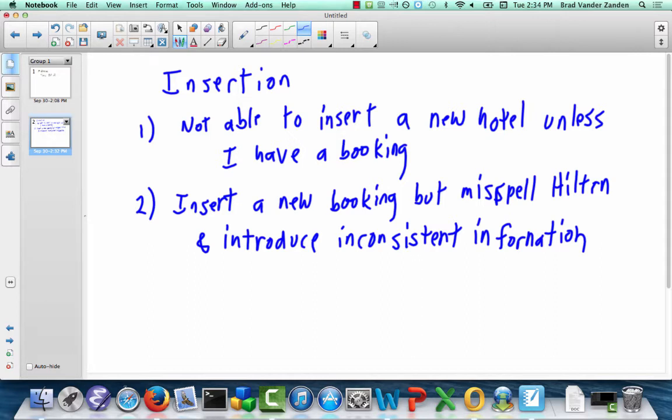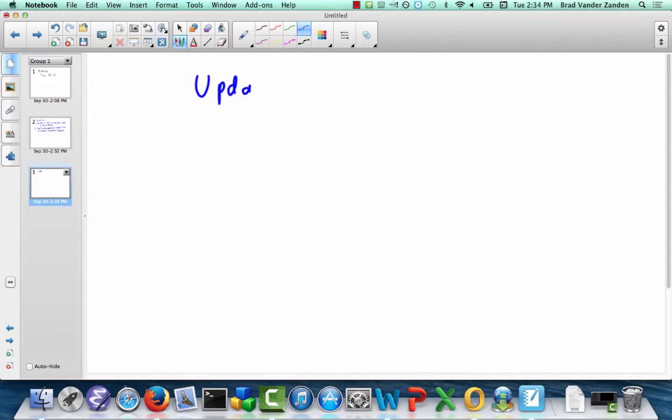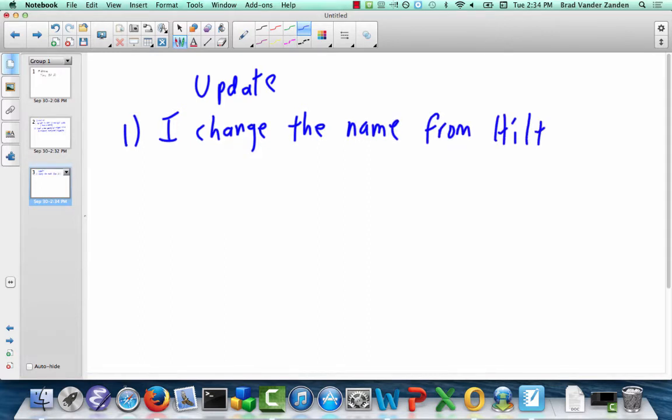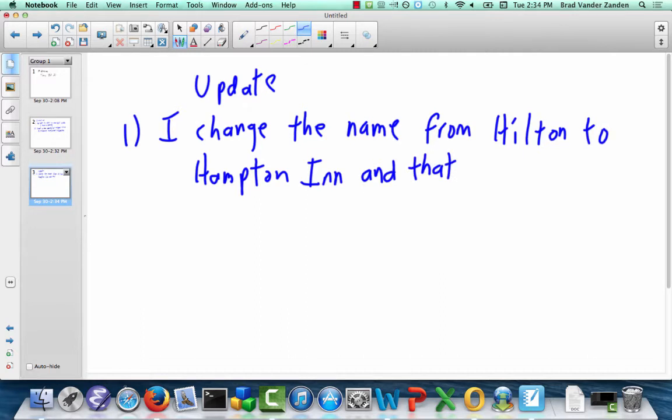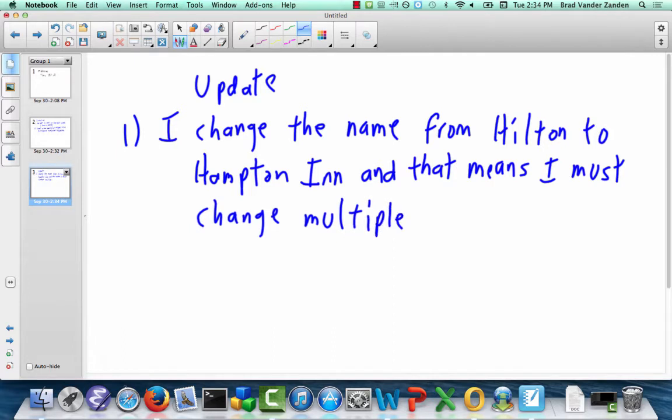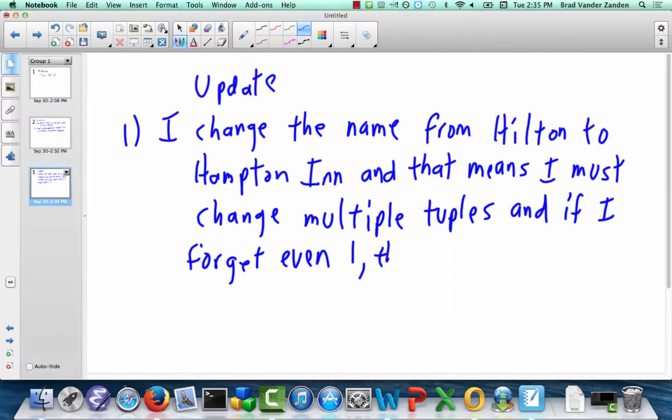And we already have an example for the update one. So for an update example, I change the name from Hilton to Hampton Inn. And that means I have to do it in multiple places, or I must change multiple tuples. And if I forget even one, then I will have inconsistent data.